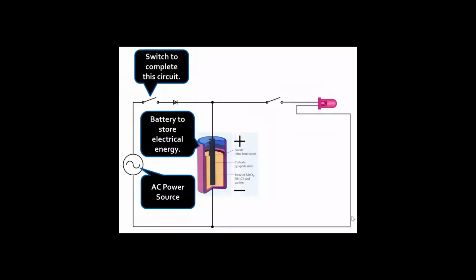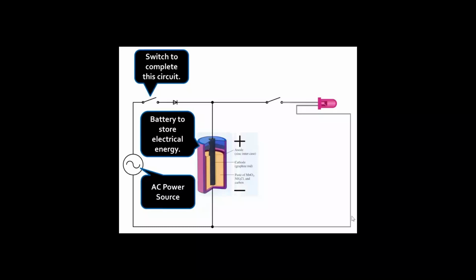Then we have a battery to store the electrical energy. So the electron flow in this case actually is going from the AC power source down through the wire and up into the bottom of this cell, and then coming out the top are electrons going back to the AC power source. So we're charging up the negative side of the battery with electrons, and we're removing electrons from the positive side of the battery. So we're adding electrons to the negative side and removing them from the positive side. They're not the same electrons.